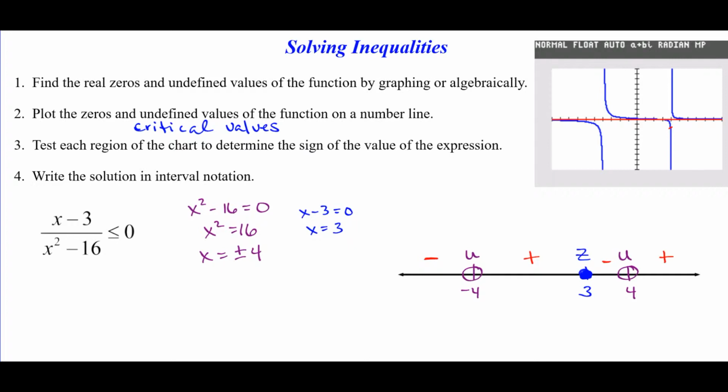Then again, I'm going to go back to my inequality. In this case, it said less than or equal to 0, so I want the negative regions and the zeros. So here, less than -4, remember, I can't include this -4 because that was an undefined value. And then between the 3 and the 4, I can include the 3, but not the 4 because that was an undefined value. So it's just a little bit of an extra thing that you have to think about with the undefined values here. So I'm going to give my answer here in interval notation. So -infinity to -4, parenthesis on that because that was an undefined value, and then from 3 to 4.